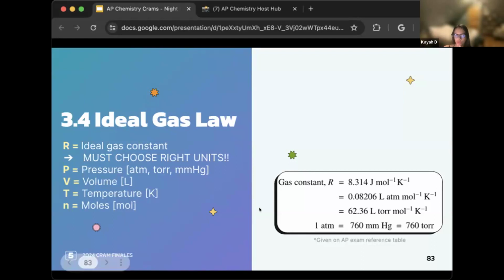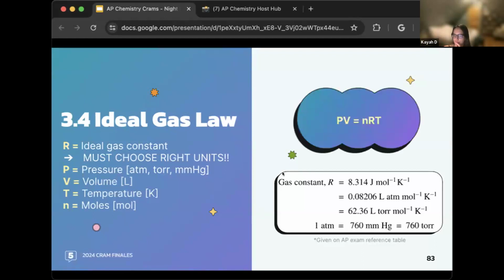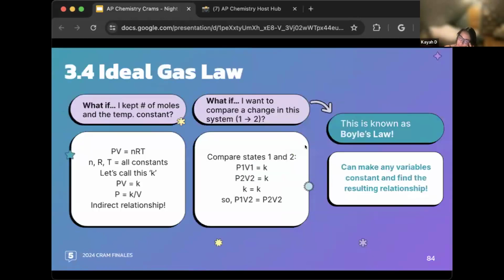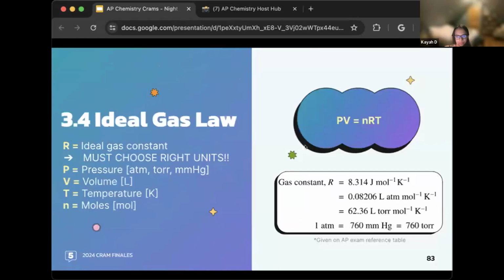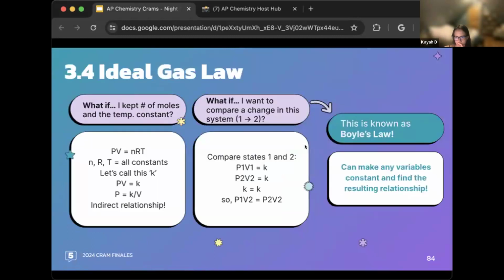Torr is just a unit of pressure, just like atmosphere. And the ideal gas law is PV equals nRT. So pretty much the ideal gas law is like, okay, but what if I change this?